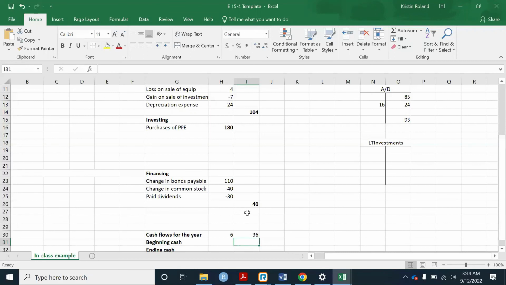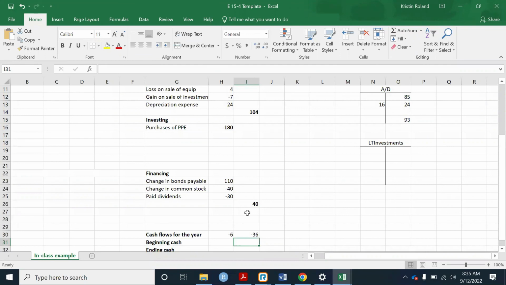So am I done? No, right? We're missing something. Because that negative 36, did everybody get negative 36? Yeah, we're off by something. So just as a reminder, if we look back, we sold some equipment for $20. Is that a cash flow? It is. We didn't put that in anywhere, right?